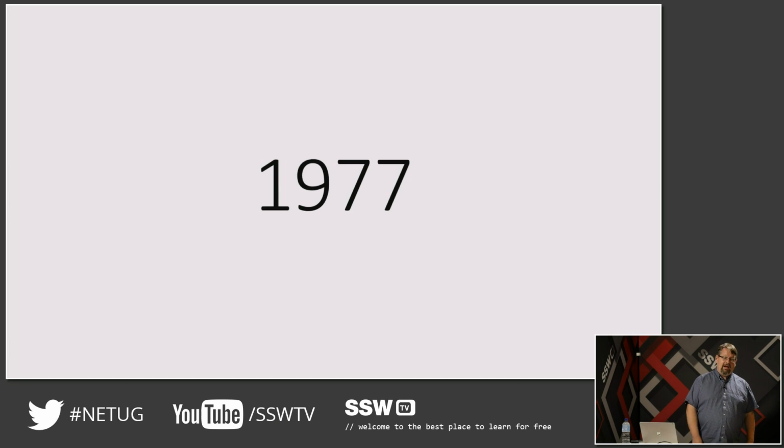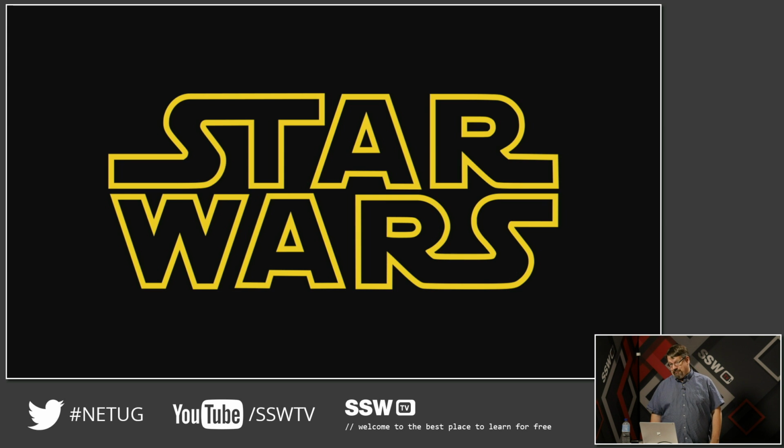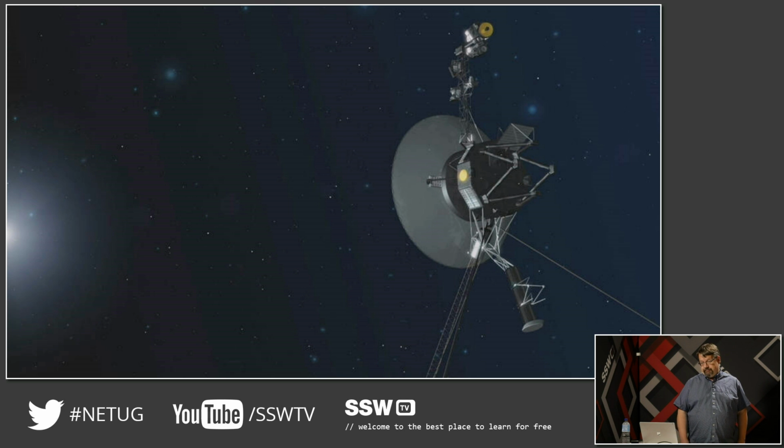I wrote my first line of code in 1977. I was 10 years old. Of course, 1977, that's not the most important thing that happened was me starting to write code. The most important thing that happened was Star Wars. Focus on what's important. Also, because it is August of 2017, it is the 40th anniversary of Voyager 1 launching.